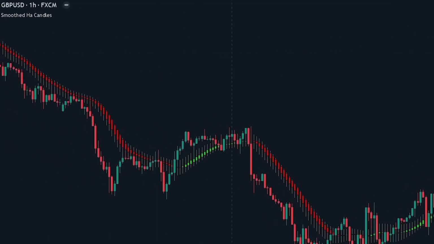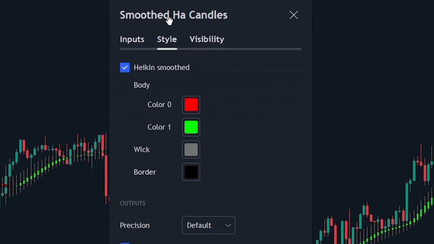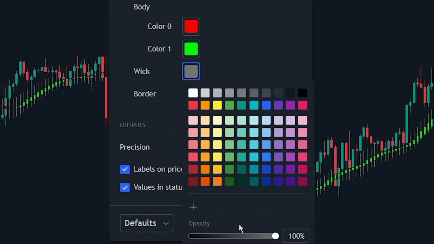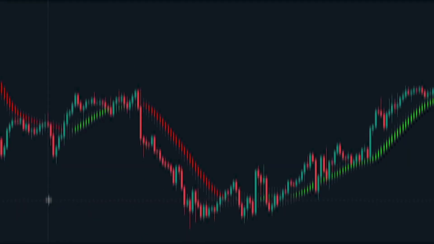Now let's change the indicator settings. Click on the Indicator Settings tab and navigate to the Style settings. Here we will be changing the opacity of the wicks so that the chart becomes easier to read. That was all that we needed to do. Now let's take a look at how the indicator works.